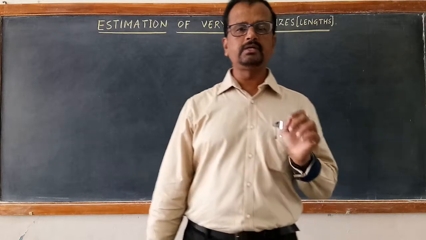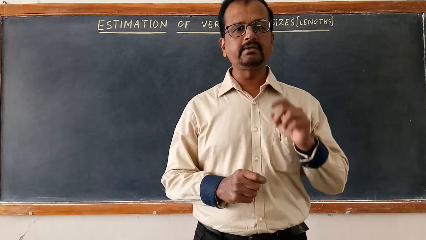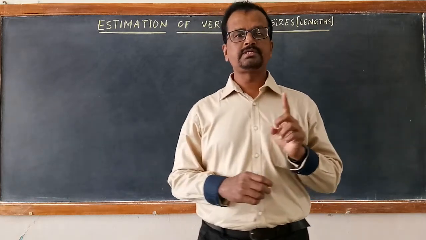You will learn in 12th class that light behaves as a wave. The wavelength of light is from 4000 angstrom to 7000 angstrom.